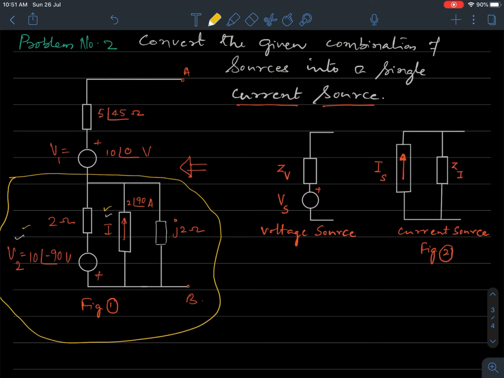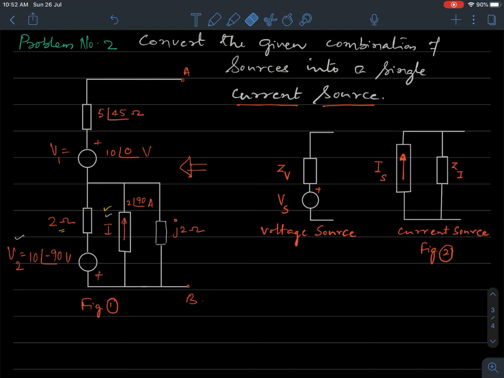Now, if you see what is within this yellow boundary, V2 and I are in parallel. So the conversion of sources in parallel is convenient if both the sources are current sources. So what is our step 1? It's very clear that the V2 source, having an internal resistance of 2 ohms, has to be converted to a current source. That is going to be the first step.